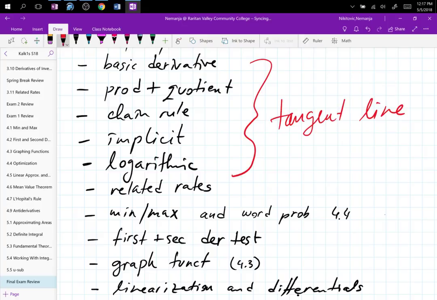4.4 optimization problem, min-max, must be there. Probably differential or word problem, maybe mean value theorem or something, some of the word problems. So just take a look at all of the word problems we had.